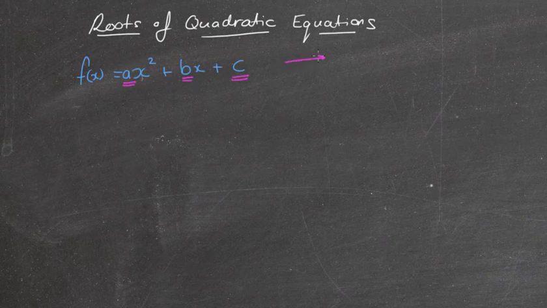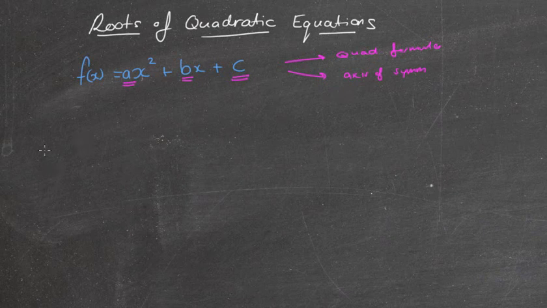Now we've used this for things like the quadratic formula. We've used it also for the axis of symmetry. And it can be used for lots of different places, but it is the general form of a quadratic function.